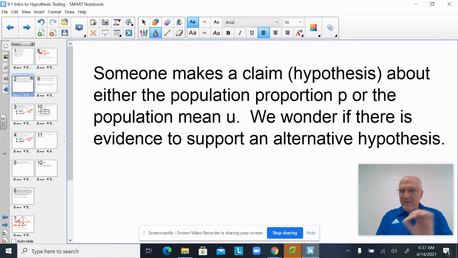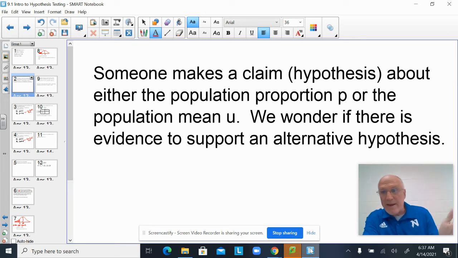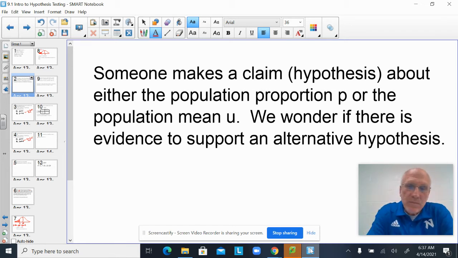In this case, someone makes a claim or a hypothesis about either the population proportion P or the population mean mu. Those two parameters, P or mu, are still the two parameters we're going to be dealing with, just like back in chapter 8, where we made a confidence interval for them. We don't know P, we don't know mu, but somebody claims something about either a proportion or a mean. And then we wonder if there's evidence to support some alternative hypothesis.